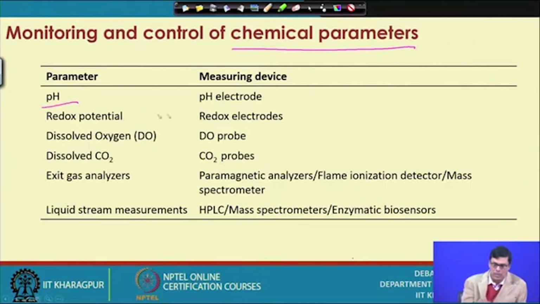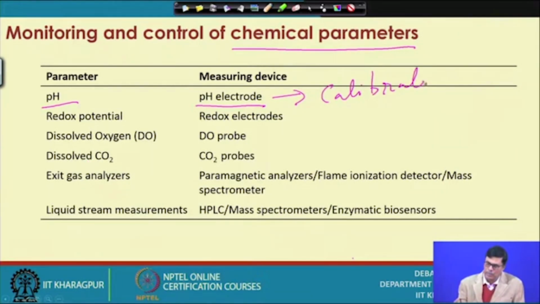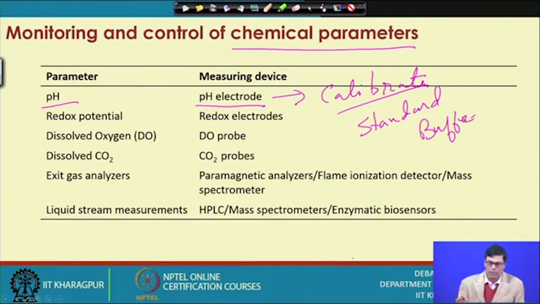We have pH. I told you the pH probe is used for pH monitoring. Now, whenever we use any kind of pH probe, first we have to calibrate it with the standard buffer. We calibrate that, then we put the sample and find it out. The redox potential also measures the oxidation reduction potential of the liquid.